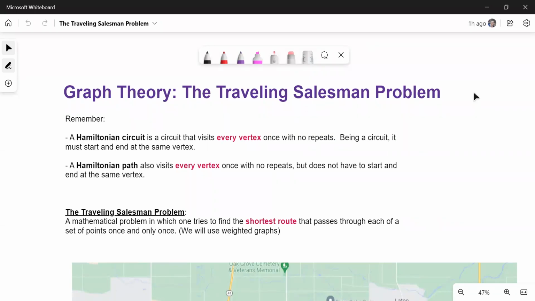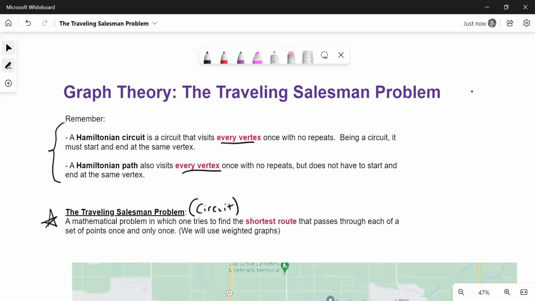In this video, we're going to look at one of the most famous problems, possibly the famous problem in graph theory, and that is the traveling salesman problem. Now, remember from our previous video, we defined what a Hamiltonian circuit and Hamiltonian path are, and that is a circuit or path that visits every vertex without repeat. The traveling salesman problem, though, is really one that focuses on a circuit. All right, I'm just going to highlight that here. We're not really going to consider the paths.